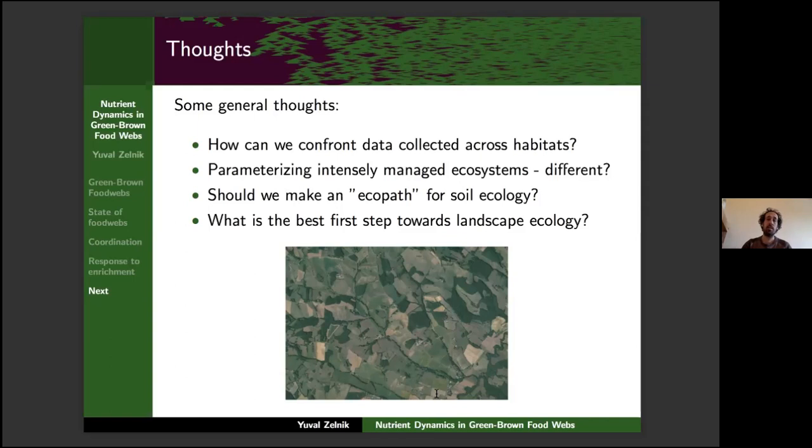And in practice, the last question is, as I said, I want to go into a landscape ecology like you see here. And one question still that I have in my mind is, what's a good first step? I have some thoughts on this, of course, but to me, that's still an open question. Yeah, that's it. Thank you.